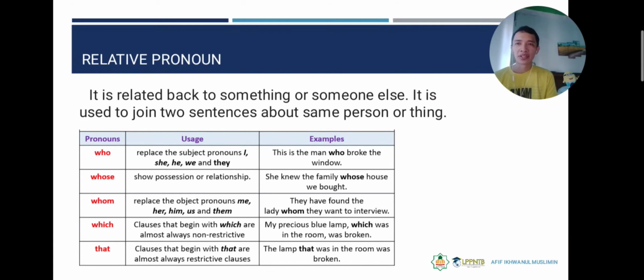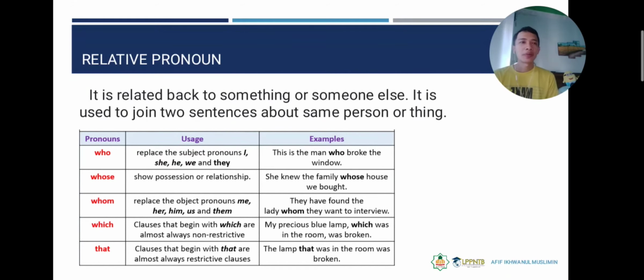For example, we have two sentences. In the first example, this is the man, the man broke the window. So there are two similar things there: the doer, the man who broke the window. There are two similar subjects there. You can change one of them with who. This is the man who broke the window. So who here replaces the subject pronoun like I, she, he, we, they, in the position of the subject, and it should be about a human.